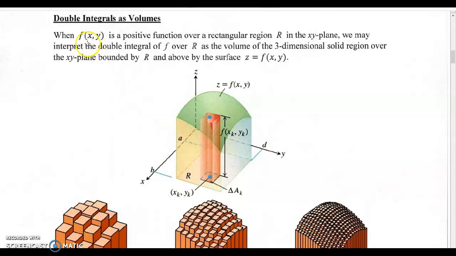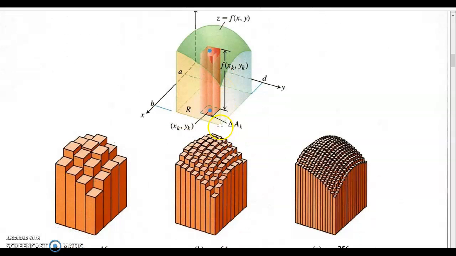So when a function f of xy is a positive function over a rectangular region R in the xy plane, so we have this rectangular region down here in the xy plane, and z equals f of xy is all positive, sitting above that plane, then we can interpret the double integral of f over that region R as the volume of the three-dimensional solid region over the xy plane, bounded below by R and above by the surface z equals f of xy. So you can imagine that.